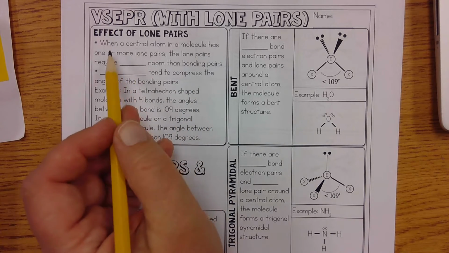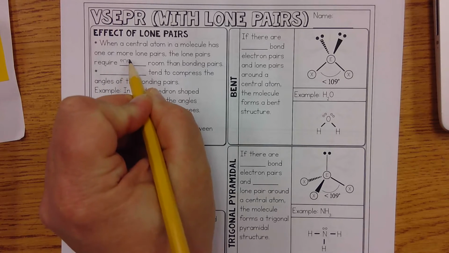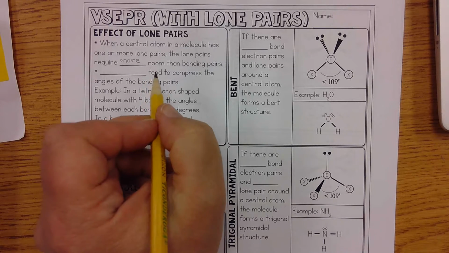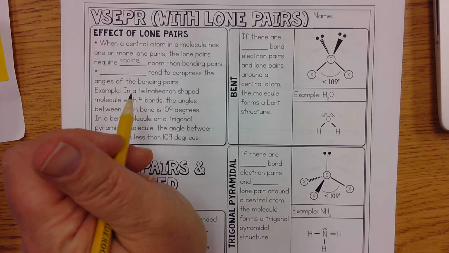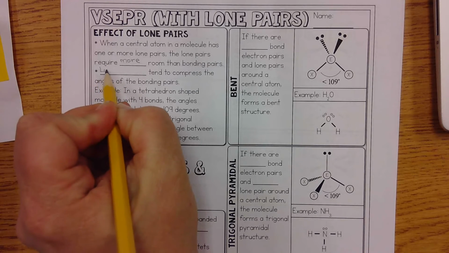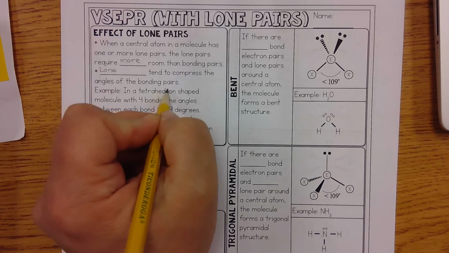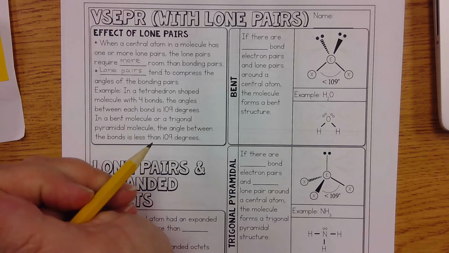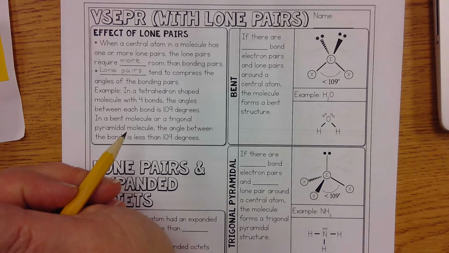So when that central atom in a molecule has one or more lone pairs, the lone pairs require more room. They need more space than the bonding pairs because they are hanging solely around that central atom and not spread between the two. What those lone pairs tend to do is compress the angles of the bonding pairs because they need more room. So they squish everybody else together so they can have that more room to spread out.